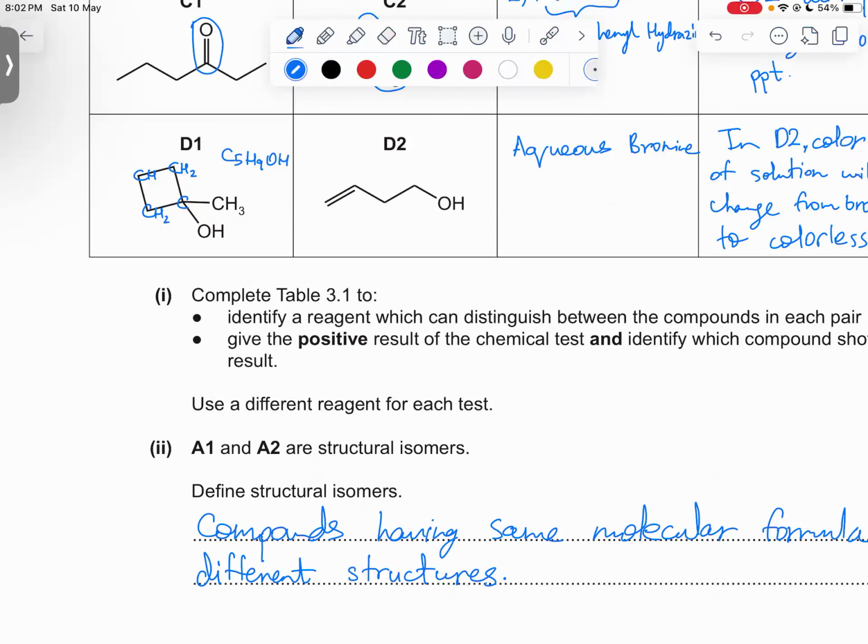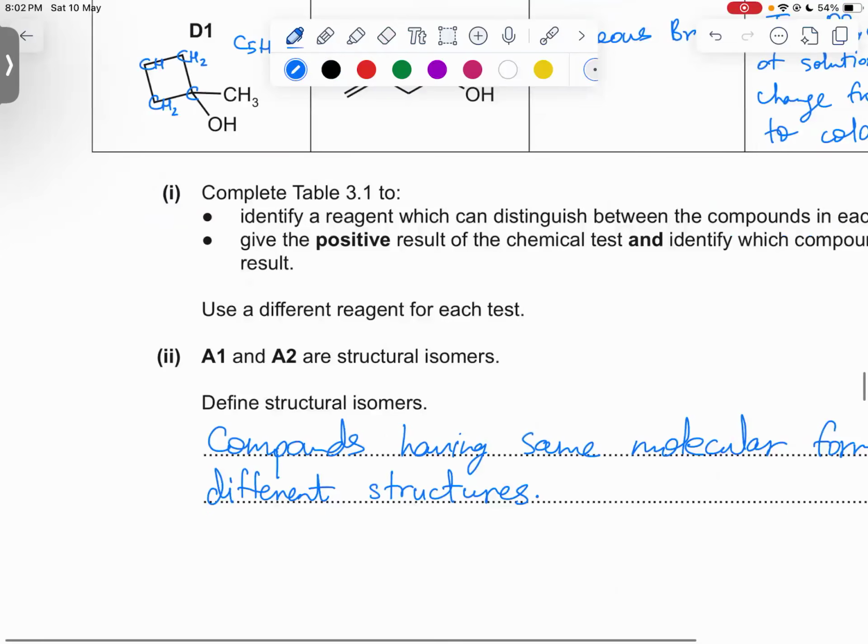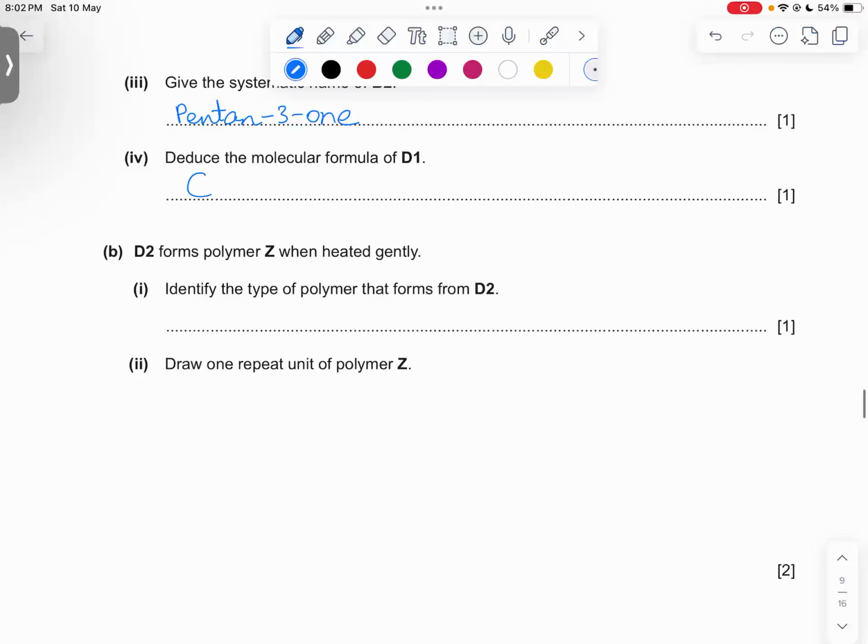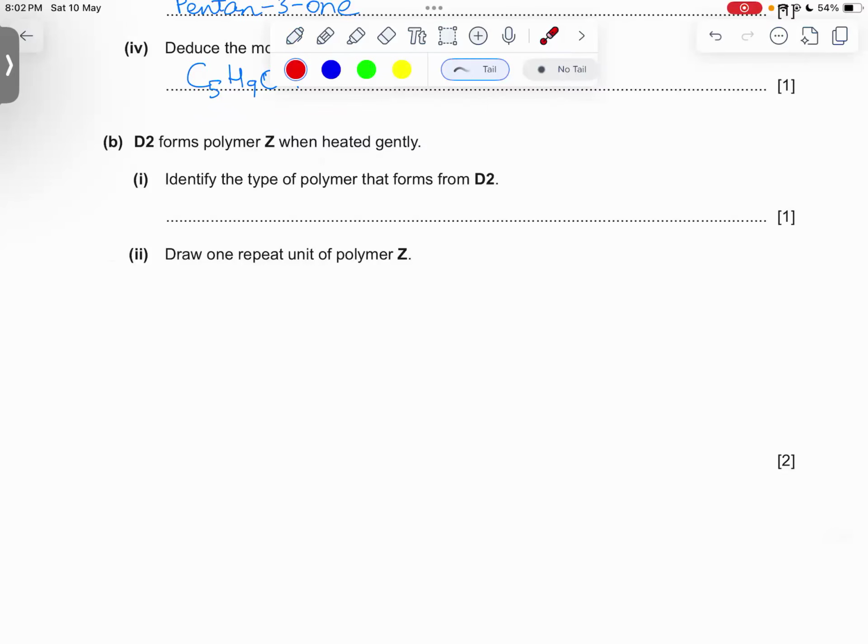All right. So the formula is C5H9OH. So let's just write that down. Three marks. C5H9OH.